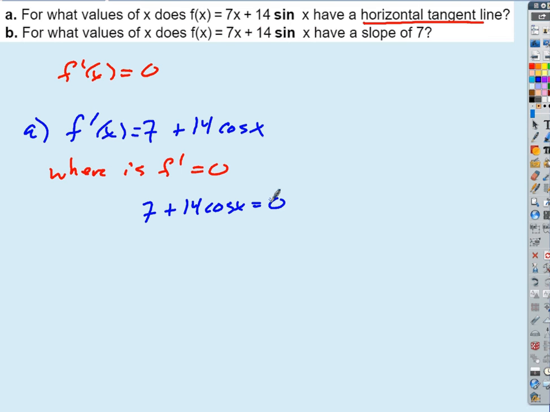When you're solving a trig equation, meaning an equation involving trig functions, what am I going to do here? Let's solve it like you would. Subtract 7, divide by 14. So we're going to isolate the trig function first, right? So we know that cosine x is equal to negative 7/14, which is negative 1/2. All right, so that's the solution in terms of cosine x, but now what? Where is that true?